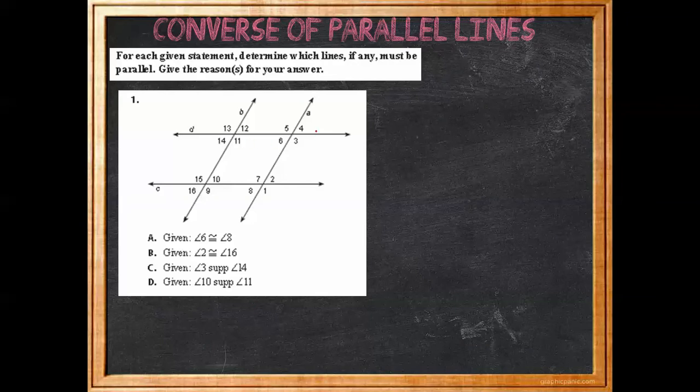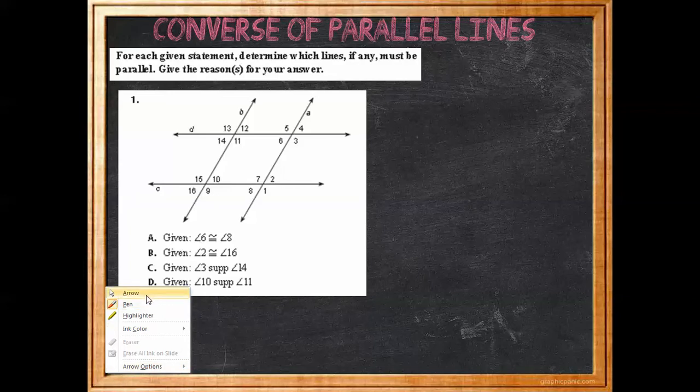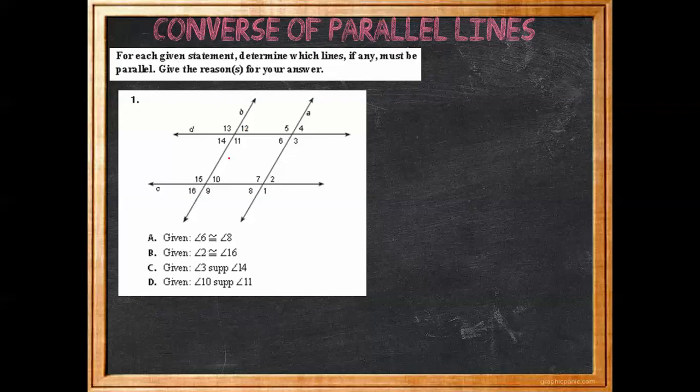So for each given statement, we're going to determine which lines, if any, must be parallel. The first one that we're given is angle 6 and angle 8. If we're given angle 6 and angle 8, then first of all, they are on the same transversal, so that's good. And if we look here, they're in the same spot. 6 is below the top line and to the left of the transversal. 8 is below the bottom line and to the left.